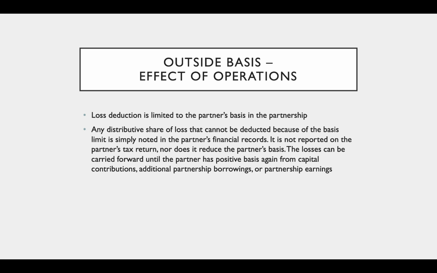A loss deduction is going to be limited to the partner's basis in the partnership, so we can't further take losses after that. And then any distributive share of loss that cannot be deducted because of the basis limit is noted in the partner's financial records. It's not reported on the partner's tax return, nor does it reduce the partner's basis. Those losses can be carried forward until the partner has a positive basis again from capital contributions, additional borrowings, or partnership earnings. So I can carry forward that loss and take it when my basis will allow.